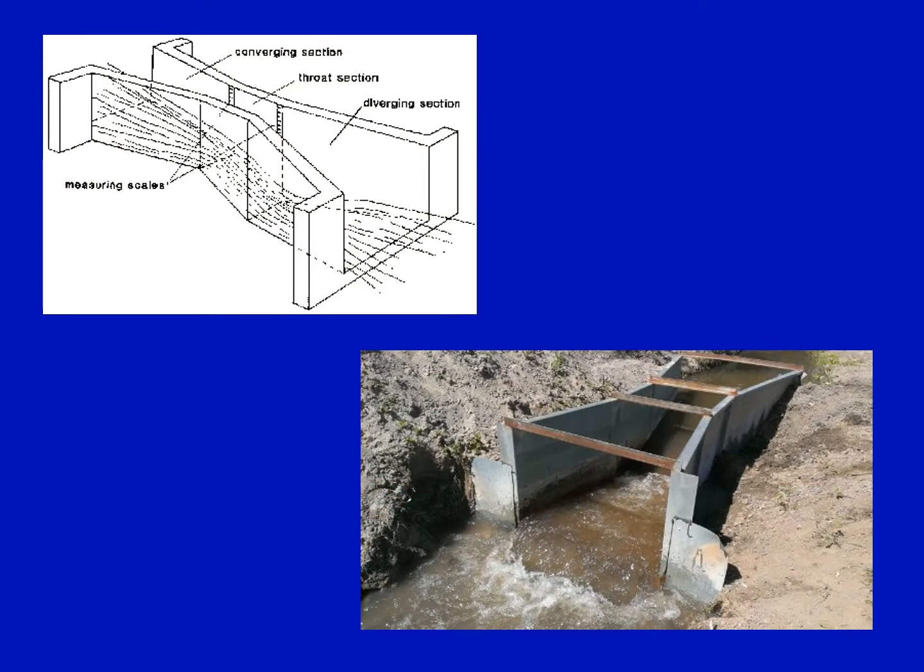These are other figures of Parshall flumes which are installed in the field. Here we can see the converging section, throat, and diverging section, and these two are the measuring scales to measure the discharge, HA and HB. This is similarly how a flume is installed in the field.